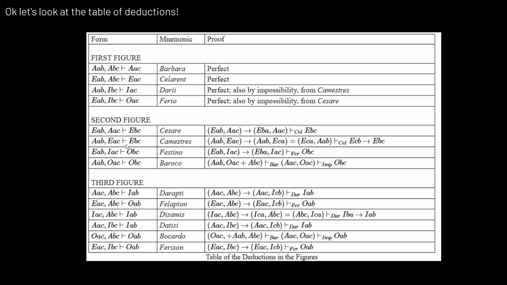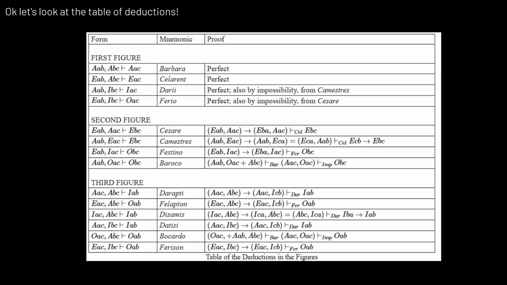Oh shoot, skipped a slide. Forgive me. Okay, let's look at the table of deductions. Now, please do not get overwhelmed because this is actually pretty simple, not too hard when you learn it. It takes some time to practice. Okay, so look at the form.